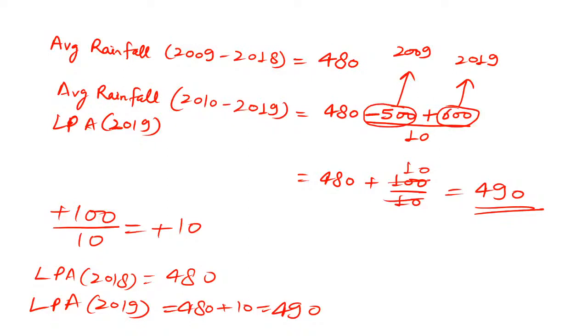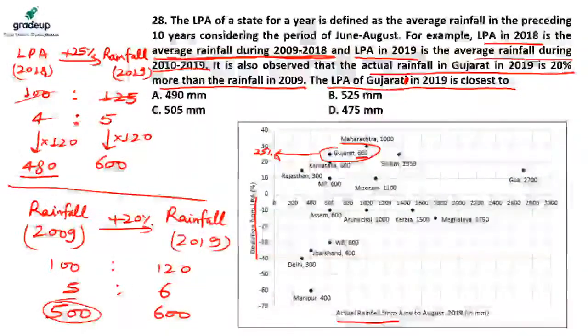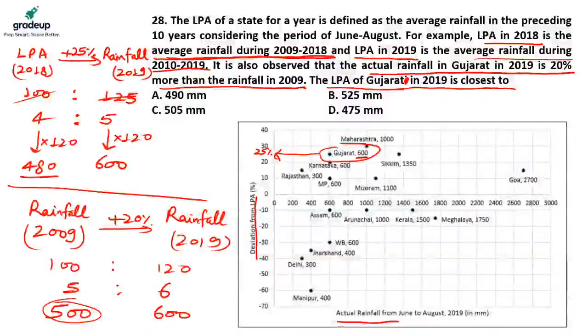Done. So we'll exclude the value of 2009 and we will include the value of 2019. Okay, simple one. Anyway, guys, this was our first set of this class and I believe it was super easy. A super easy set.